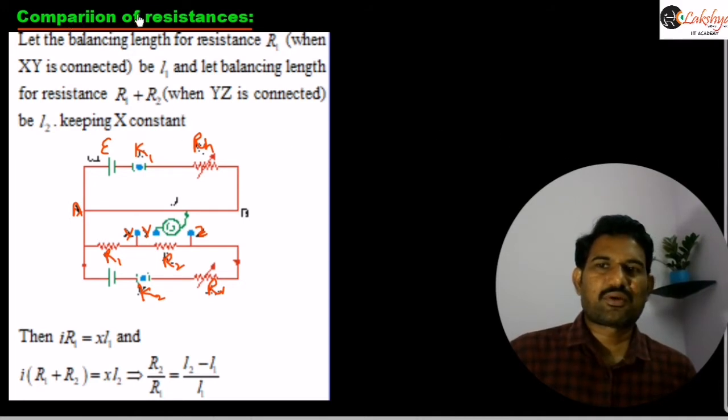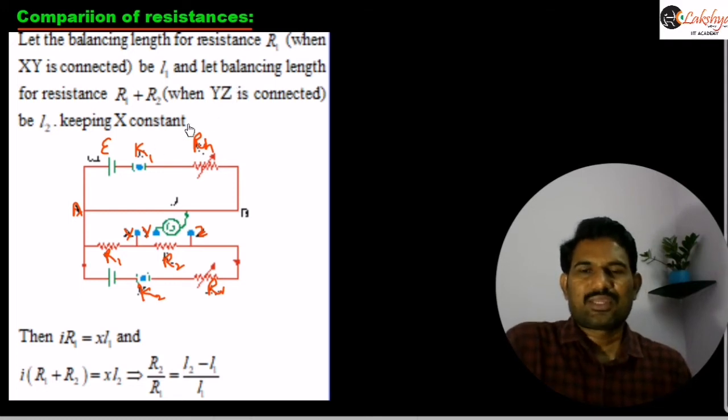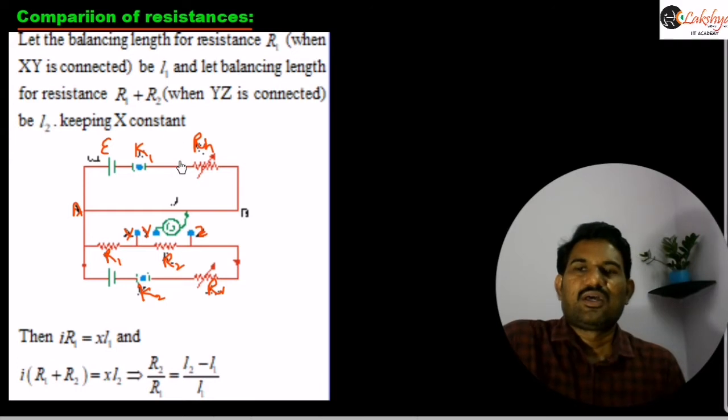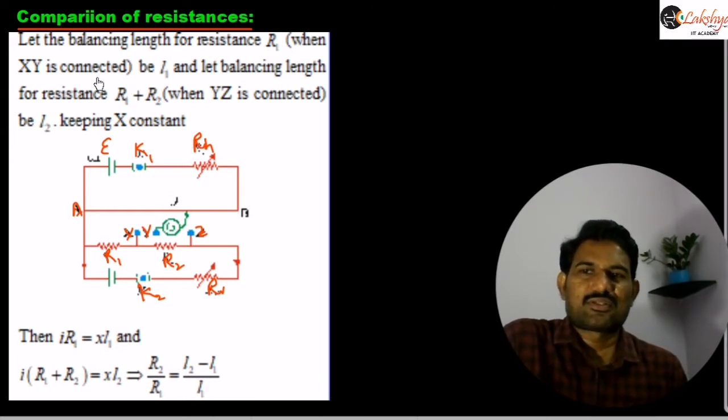That means comparison of resistances. As I said at the end of the last class, we can compare the resistances, or we can find the unknown resistance also, with the help of the potentiometer. Now, let us see how to compare those resistances, the unknown resistance.